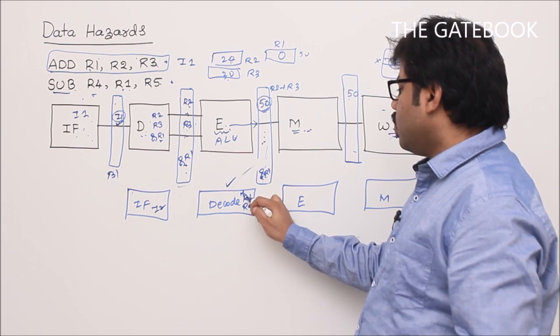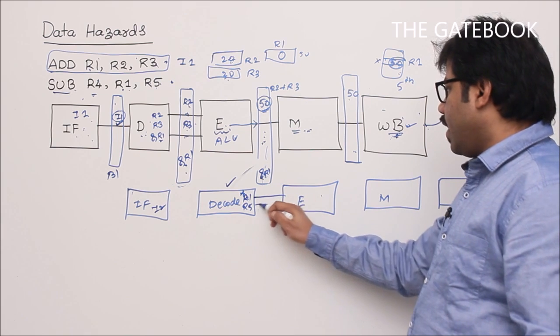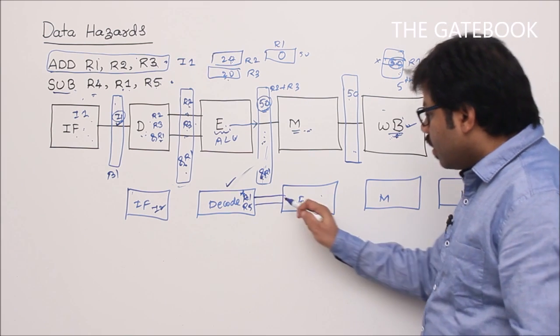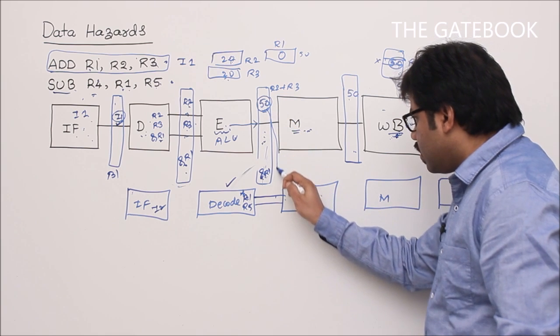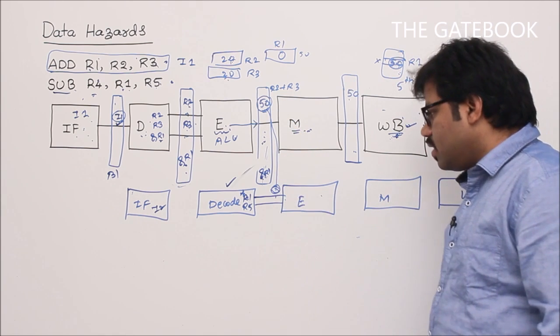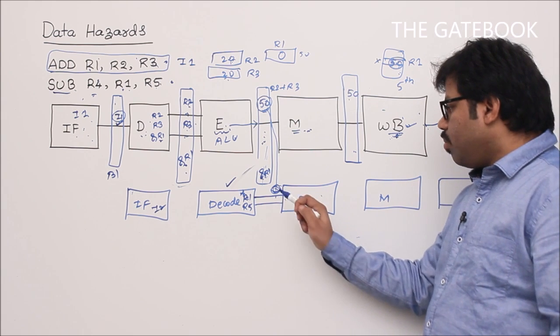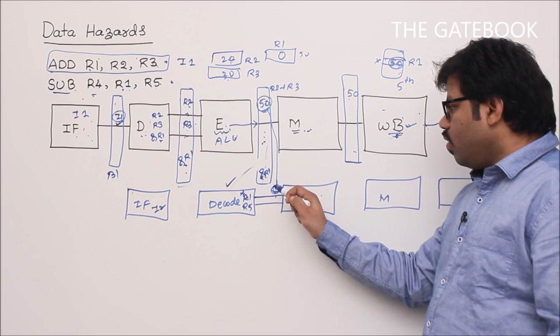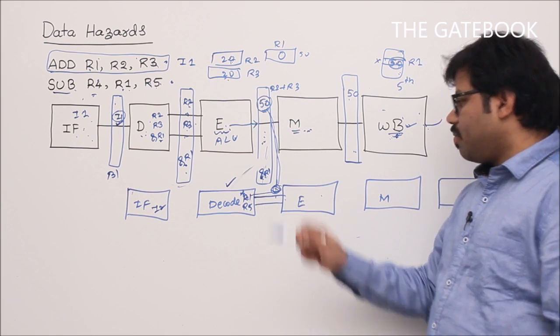Let me mark it. So R1 is the wrong content. In the execute step, they will be given like this. But what we do is bypass like this. That 50 we connect like this. We use a multiplexer. The technical details are unnecessary, they would unnecessarily complicate things. But we use a multiplexer that will decide, sometimes this cable, sometimes the original cable.